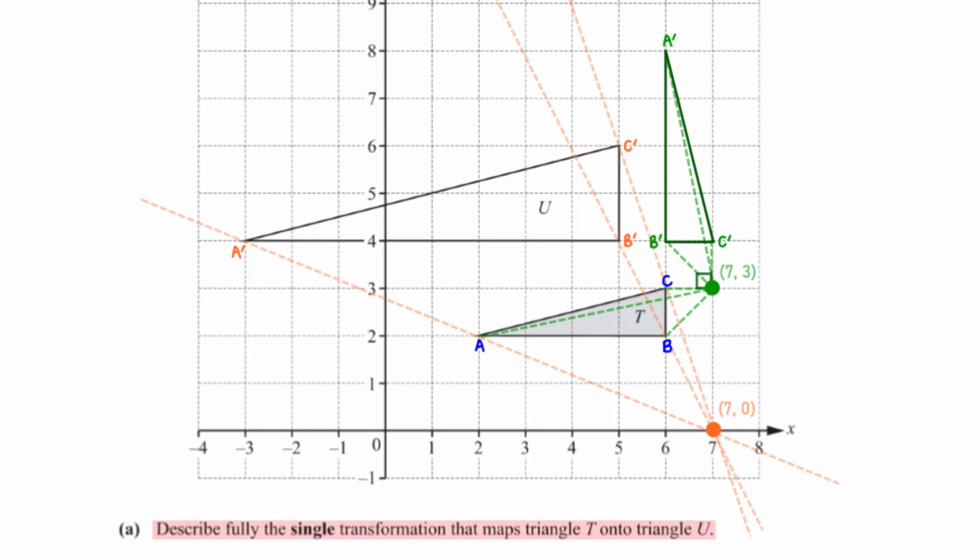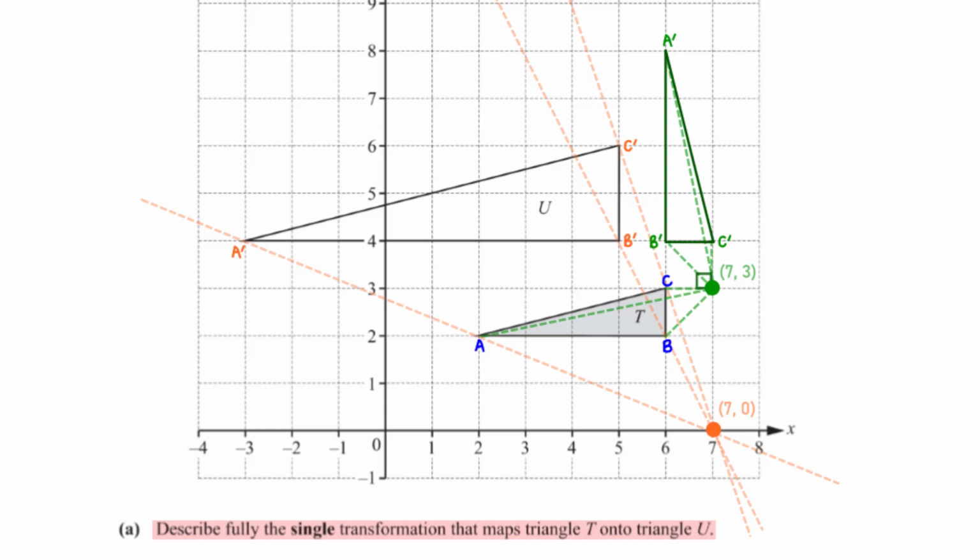Describe fully the single transformation that maps triangle T onto triangle U. When we look at both triangles T and U, we can tell straight away that this is an enlargement by a scale factor of 2 because each of the sides of the image, which is triangle U, is twice its corresponding sides in triangle T. This is a positive scale factor because both triangles have the same orientation.